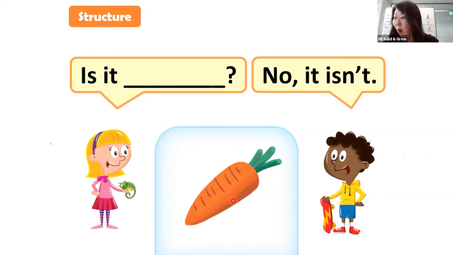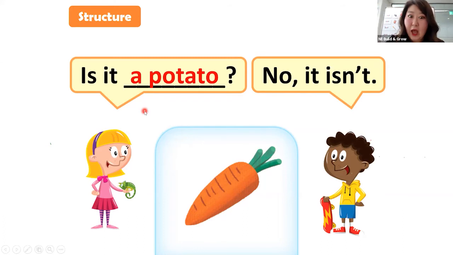So let's look at this. Ooh, you can use this word or that word. Whoa, we have really many choices, right? So is it a potato? No, it isn't, right? So you can make them practice this one. Well, what I can suggest, you can model one by one and then do the pair work, or teacher versus students, students versus teachers. You can be creative in that way too.